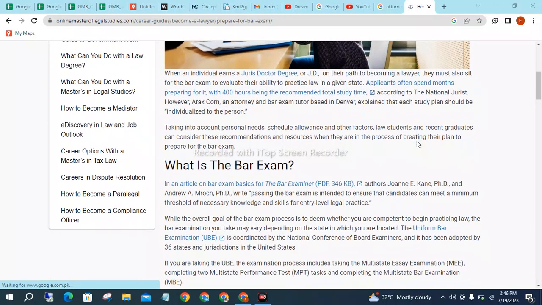What is the bar exam? In an article on bar exam basics for The Bar Examiner, authors Joanne Kane, PhD, and Andrew Mroch, PhD, write, passing the bar exam is intended to ensure that candidates can meet a minimum threshold of necessary knowledge and skills for entry-level legal practice.